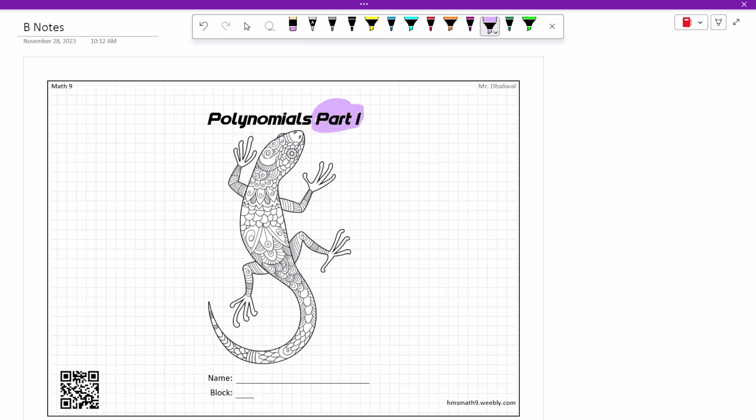Most people do really, really well. Today's is the day that is going to require the most concentration from you guys. Right? So, this is pronounced polynomials.